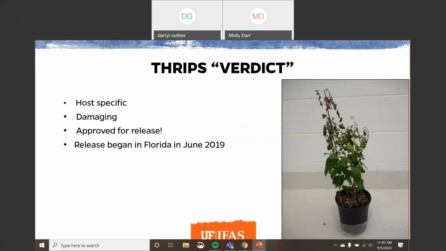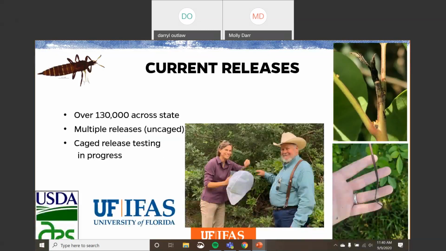Okay, so what we have done so far, this is a collaboration between my lab and two labs down at the USDA. We've released over 130,000 across the state of Florida. What we have figured out so far is that single uncaged releases aren't super effective, even if you release just thousands at a time. Currently, we're looking at releasing multiple times to see if that will get them established more quickly.